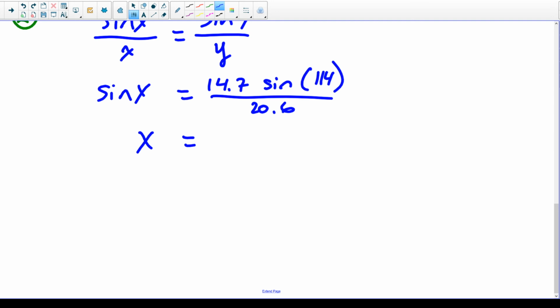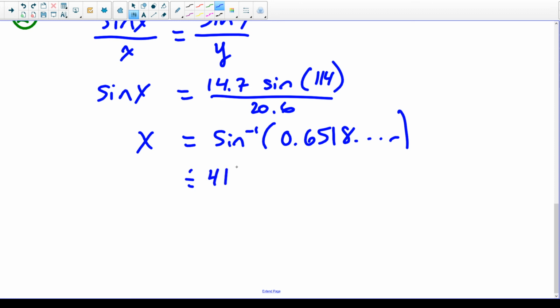So 14.7 times sine of 114 divided by 20.6. That's giving me 0.6518 approximately. So I'm going to arc sine 0.6518. Okay. And that gives me 40.6 degrees, which I'm going to round off to 41 degrees approximately.